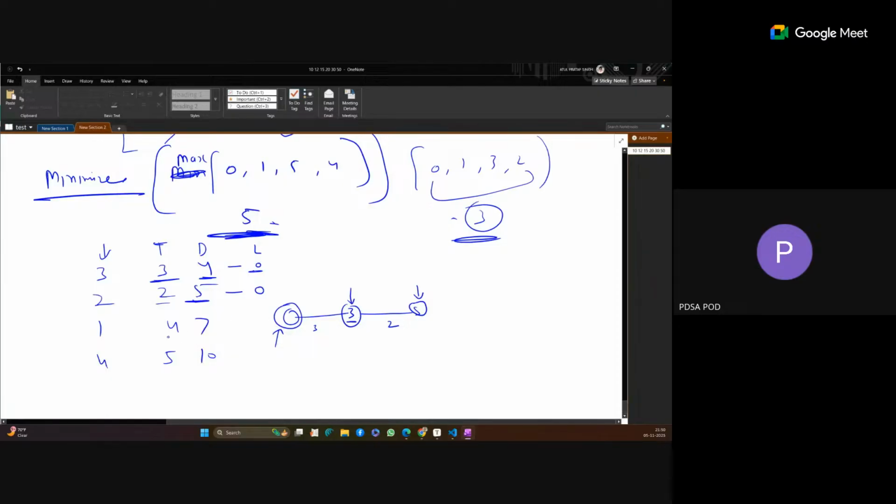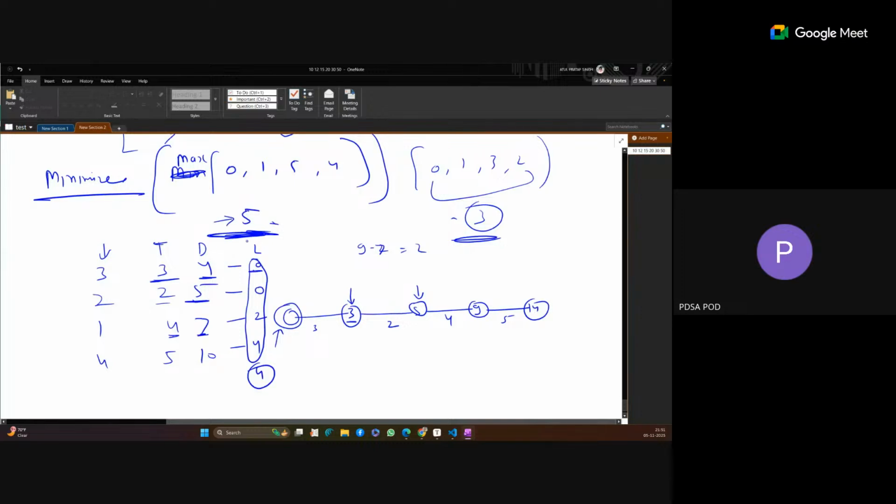Now add the next 4. So this is 5 plus 4, 9. The deadline was 7, so now we are late: 9 minus 7, 2. So lateness for this is 2. Then add 5, so this is 14, and the deadline was 10, so 14 minus 10 is 4. In this way, the maximum among all is 4.